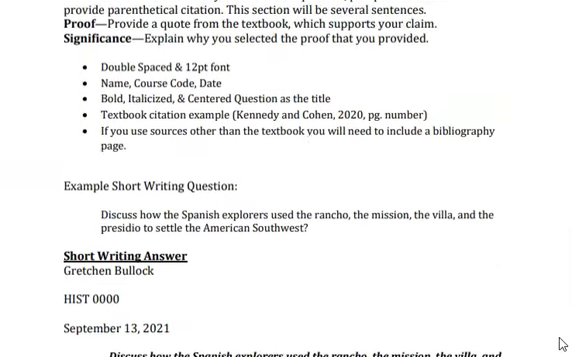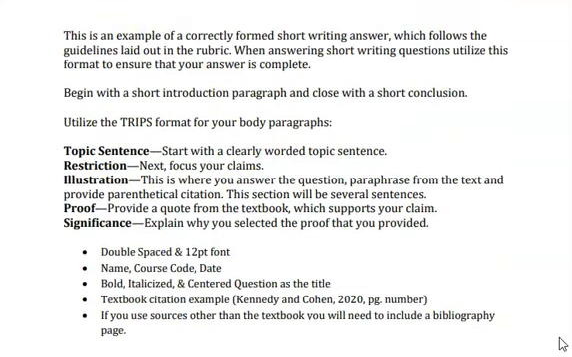So you're going to choose one and answer the question. The only thing I didn't put specifically on this page in the instructions that you'll see in the rubric is that this answer needs to be 500 to 750 words in length. I will be taking off points if you do not meet my word count.